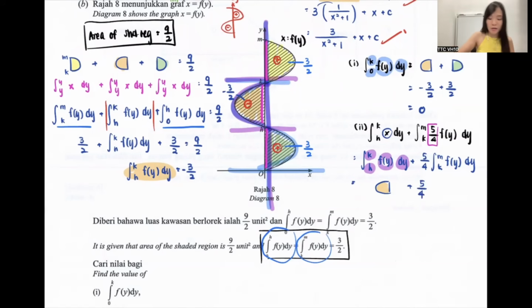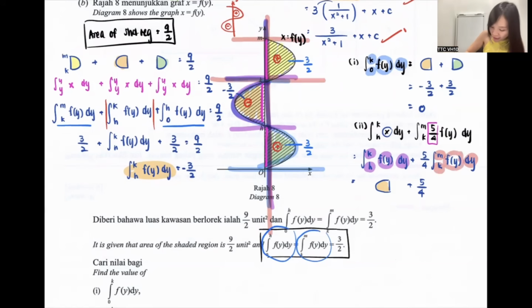How about this one? Okay, this one I use another color. What other color do I have? No more. Red, okay? dy represents the y-axis. Y equals m here. Y equals k here. F(y) is this curve. This one is talking about the yellow color one. So orange plus 5 over 4 yellow. That's the meaning of it, my dear.